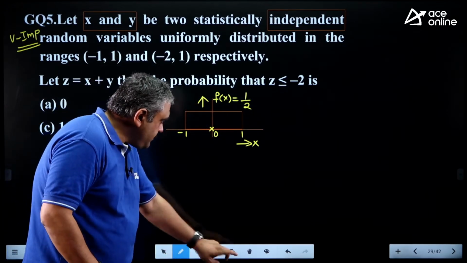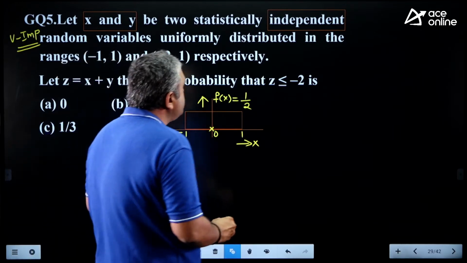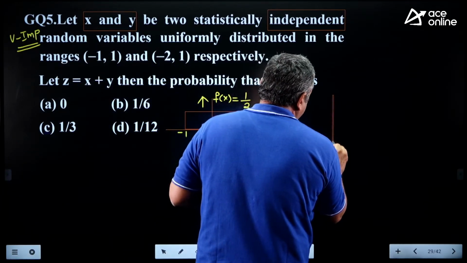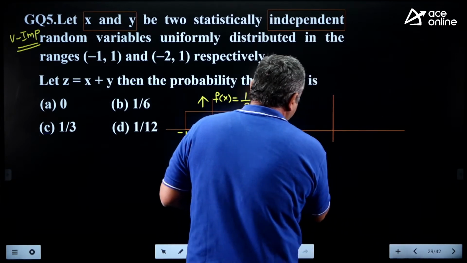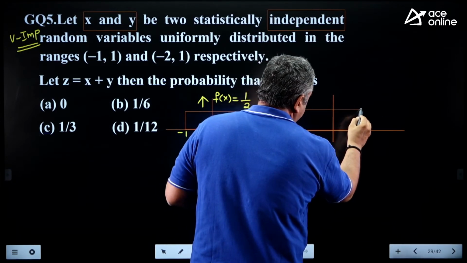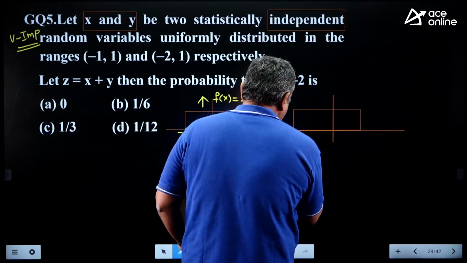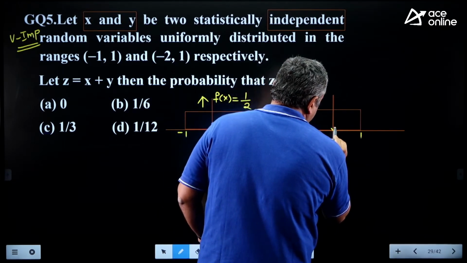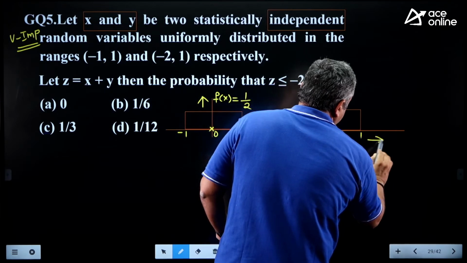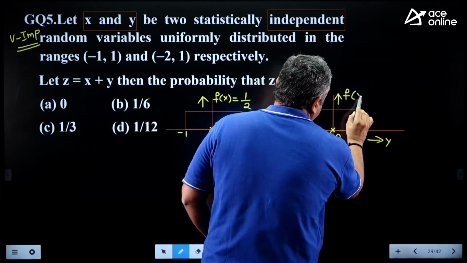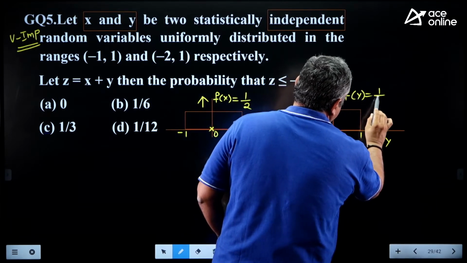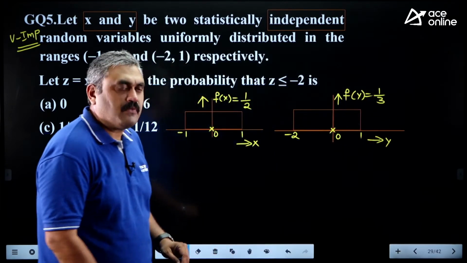And next, what is the other point he is saying? Y is also a uniform random variable. From where to where is it distributed? It is distributed in the interval from -2 to +1. So you draw a rectangular function from -2 to +1. The base is 3, so your height should be 1/3 for the area to become 1. That itself is your density function, 1/3, finish, over.